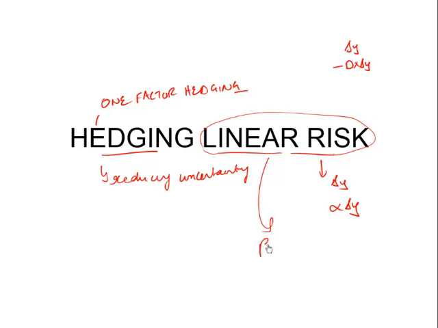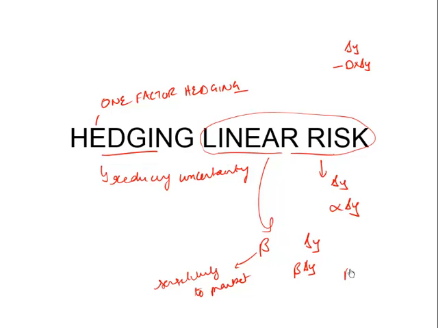Beta, as we studied in linear regression, is also a measure of linear risk. Beta measures the sensitivity of a stock or a portfolio to the market. So if the market goes up or down by delta y, the stock will go up or down by beta times delta y.